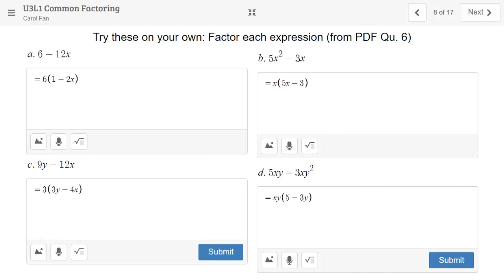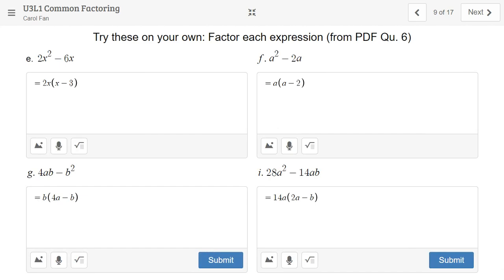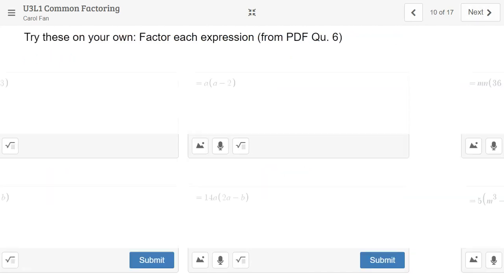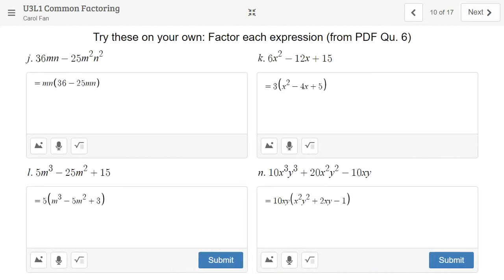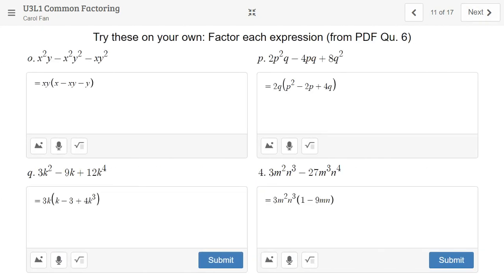Hey, these are the solutions for slide number 8. Solutions for slide 9, slide 10, slide 11.